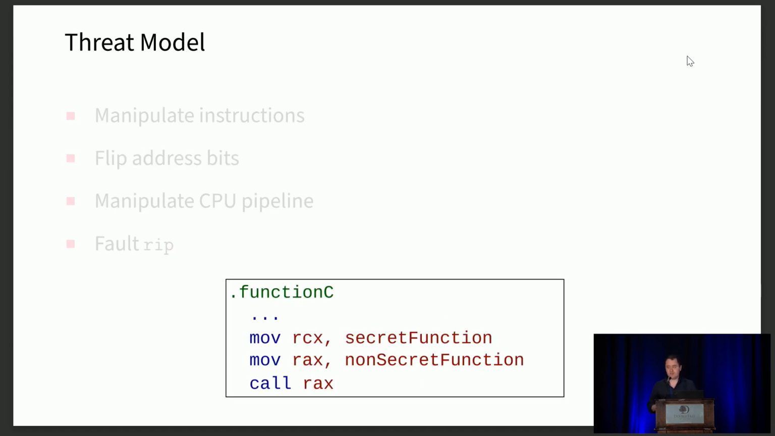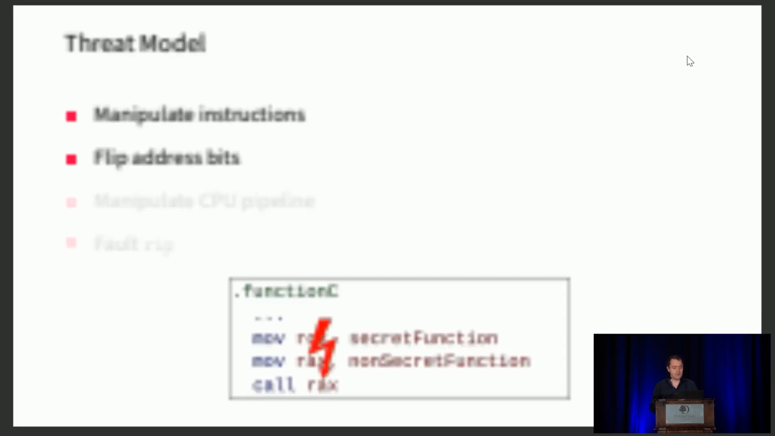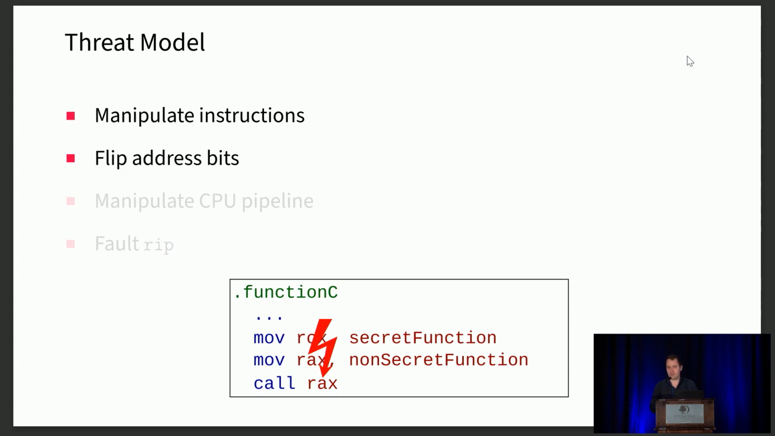How we can do these attacks is also a very interesting question. I have here a call instruction, a code snippet that calls the address stored in the RAX register, and we can manipulate the control flow by, for example, manipulating the instruction encoding. So we can change this RAX to RCX, for example. We can flip bits directly in the register, so we can manipulate the control flow.